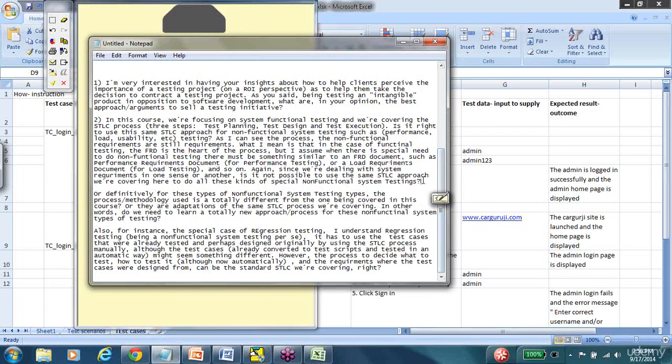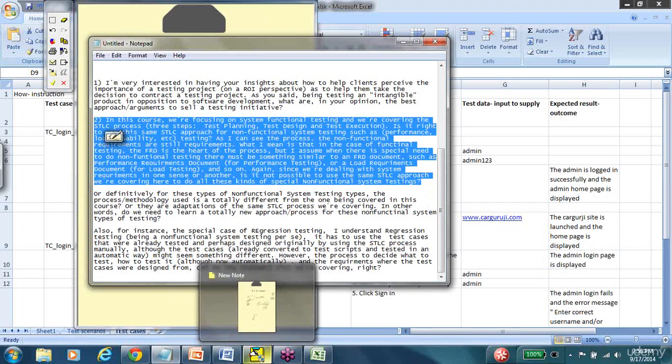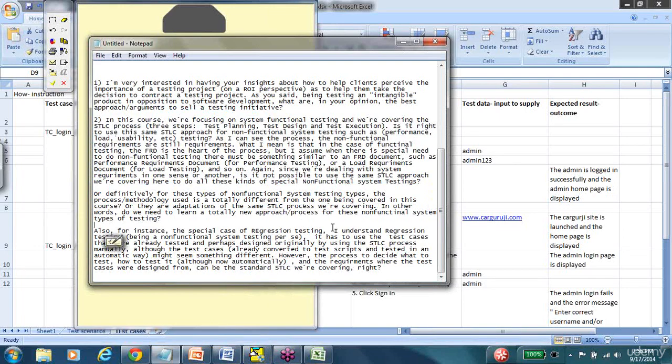So for the first part of your question, yes, the SDLC process is applicable for non-functional testing as well. And you are right. If there are performance requirements that the software is supposed to satisfy, or if there is stress testing, or if there are security requirements that the application is supposed to satisfy, there will be a performance or stress testing requirements document. So yes, you will have that. So for non-functional testing, the process is not totally different. It is the same approach.